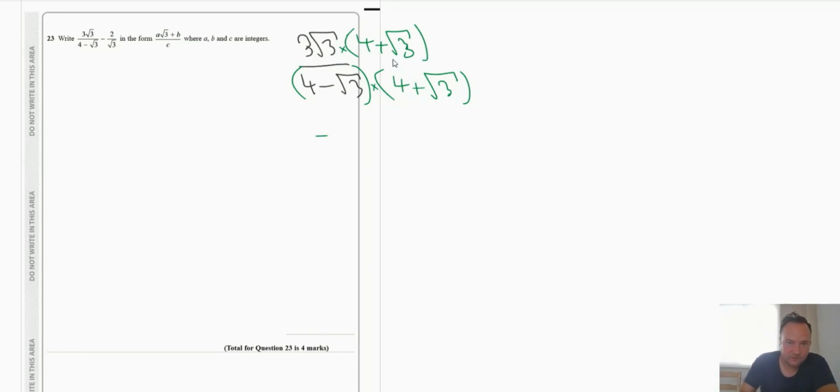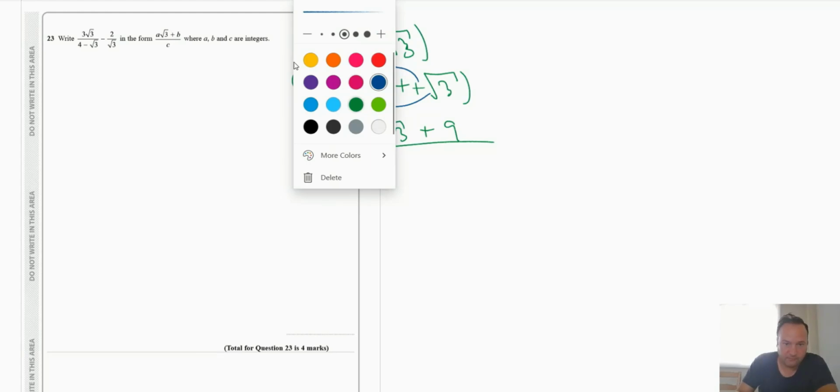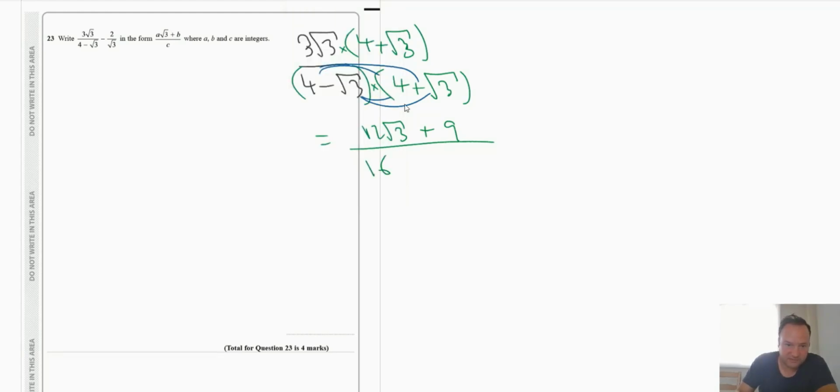So multiplying out the brackets from the top, 3 root 3 times 4 is 12 root 3. 3 root 3 times root 3 is 3 times 3, which is 9. And then at the bottom, if we carry out our operations, we end up with the following. We end up with 4 times 4, which is 16. Then we've got plus 4 root 3, minus 4 root 3.